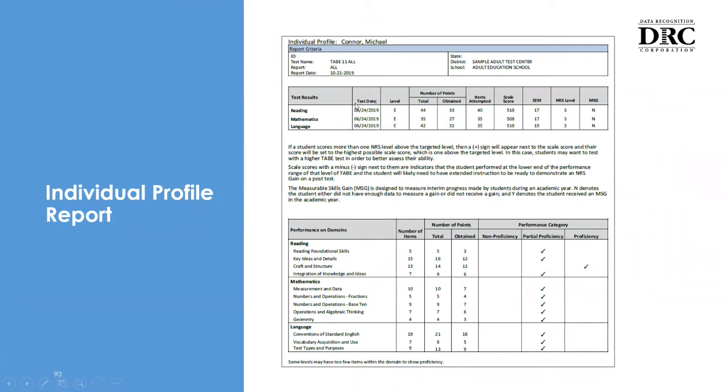One word of caution is that this NRS indicator for measurable skills gain only goes back to the previous July. So in this case, the student tested at the end of June, it's looking back to the previous July to say, did they have another reading test? And is this score of 3 an improvement? And it says no. So this could have been a pretest and there is no other previous test, or they did previously take a test and they still had the NRS level 3 for that.